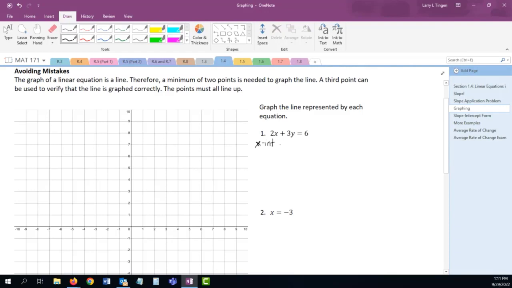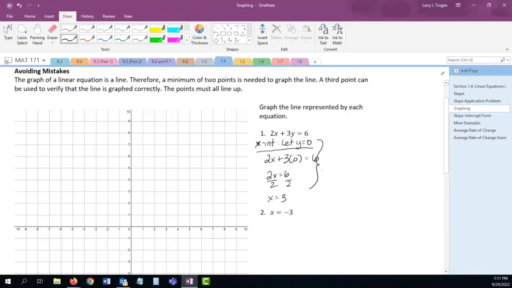So to find the x-intercept, I let y be 0. Okay? And now I plug it into the equation of the line. So I have 2x plus 3 times 0 is equal to 6. 3 times 0 is 0. So I have 2x is equal to 6. I'm not going to change colors. I think we can deal without them. x is equal to 3.